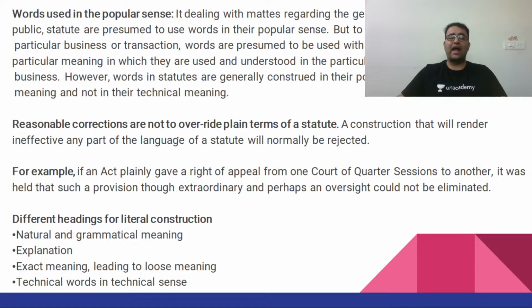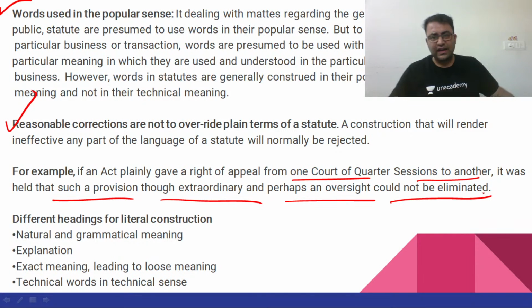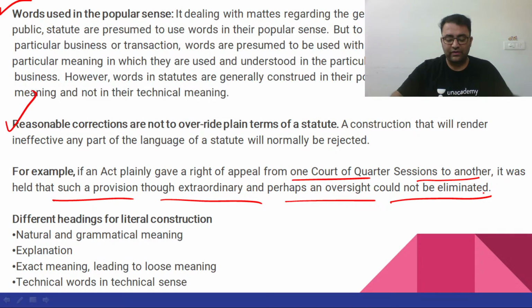For example, if an act plainly gives the right of appeal from one court of quarter sessions to another, it was held that such a provision, though extraordinary and perhaps an oversight, could not be eliminated. So let's say if any act gave you a right to apply in an appeal in the same court, not in the higher court, in the same level court. So on the plain reading of it, it appears that it was a mistake, but actually if it was given, it was held that it was done for some purpose, and it could be some extraordinary event which would have led to that and cannot be eliminated.